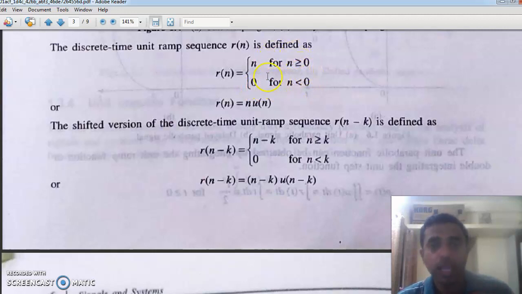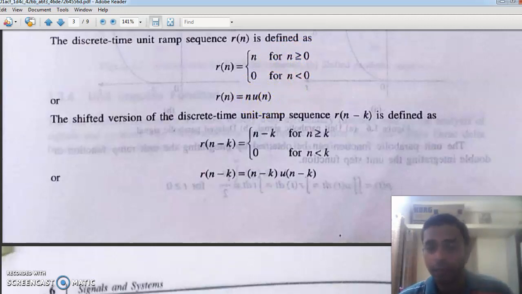So I hope you understand where it starts. It starts at n is equal to 0, and it is actually r of n is n. But in order to have it as a right-sided sequence, you have to multiply by u of n. This is how it is defined. It's a purely right-sided sequence. By definition it is only n, so this part also should be included. How can you define this part mathematically? Simply multiply n by u of n.